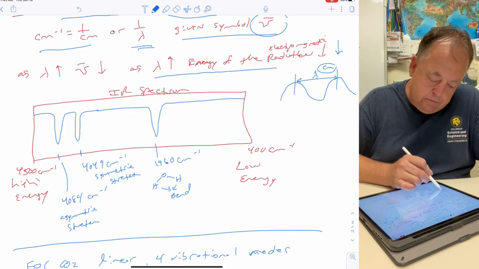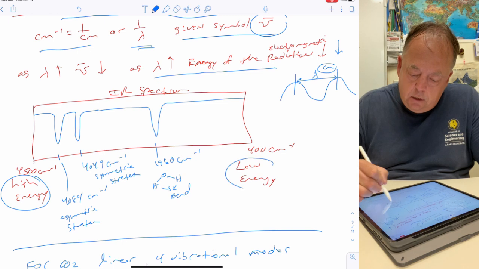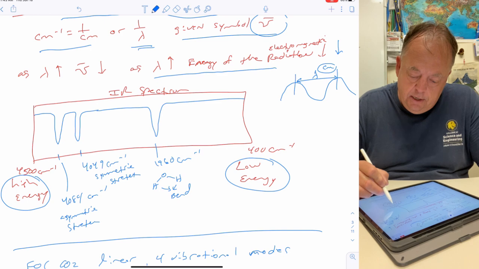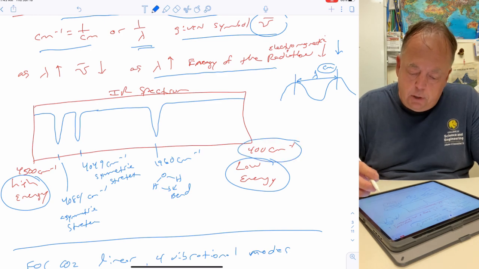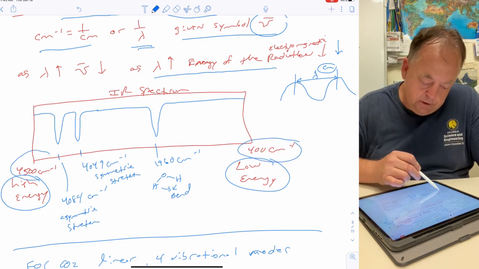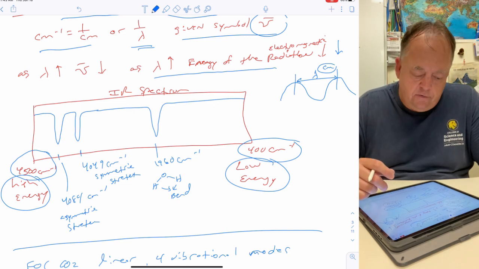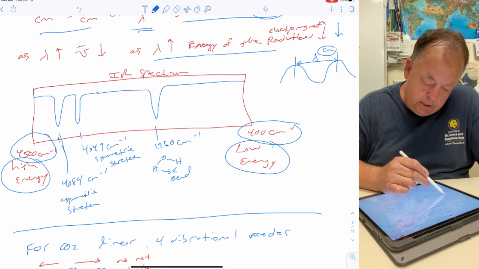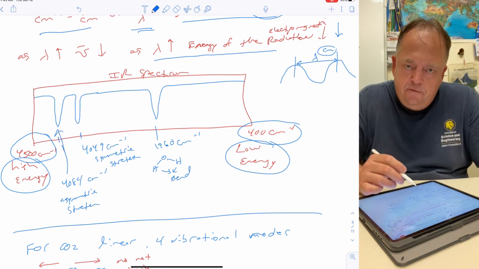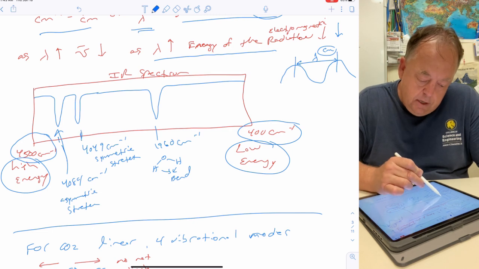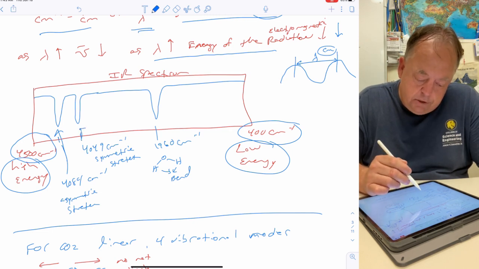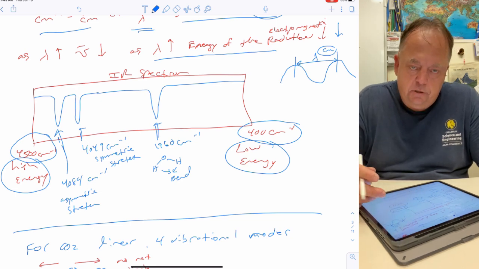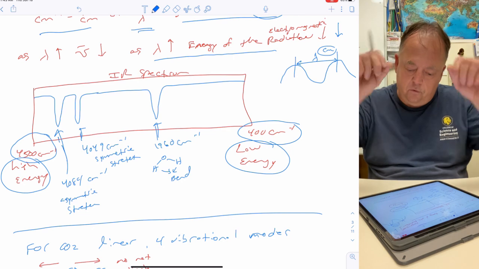In the IR spectrum, the right is the low energy region and the left is the high energy region. Typically you see an IR spectrum plotted from 400 inverse centimeters to 4,000 or 4,500 inverse centimeters. For water, you would see the asymmetric stretching mode peak at 4,084 inverse centimeters, the symmetric stretching mode at 4,049 inverse centimeters, and the bending mode for the water molecule at 1960 inverse centimeters.